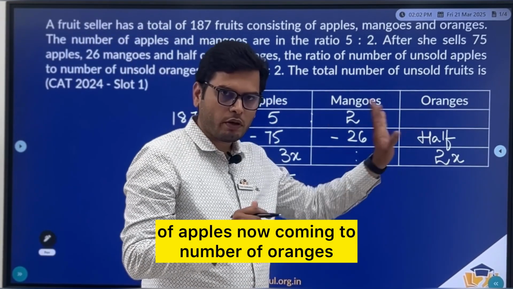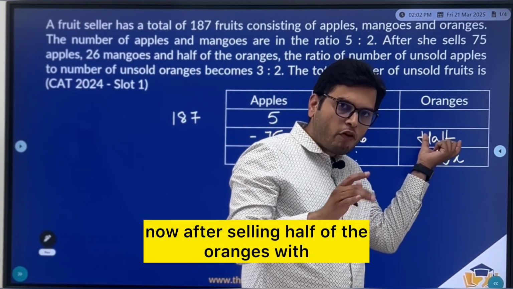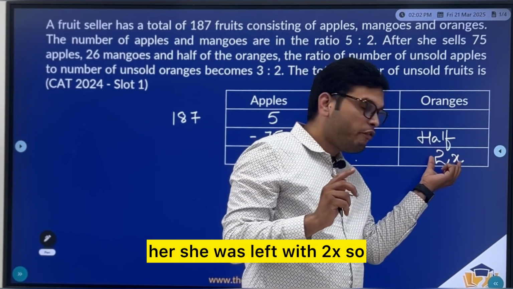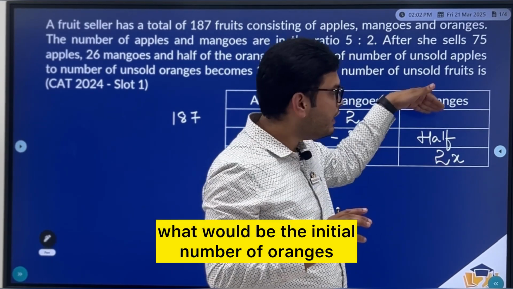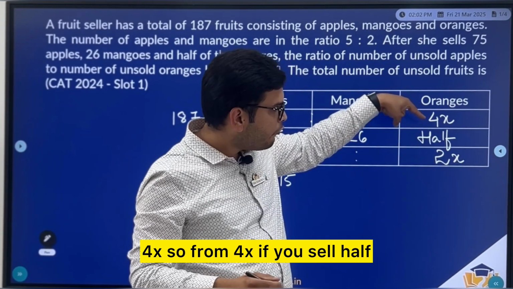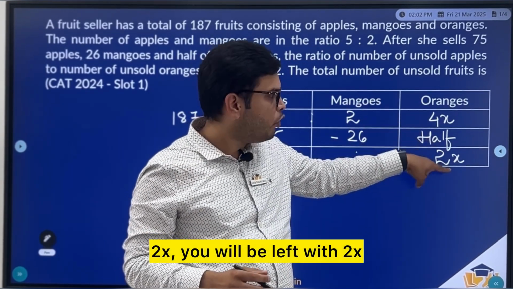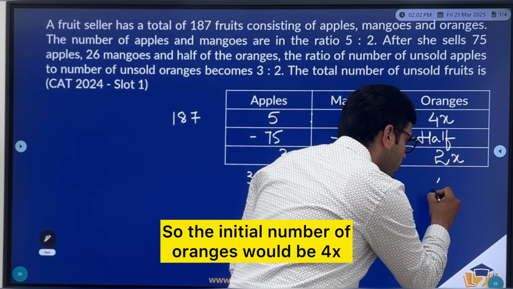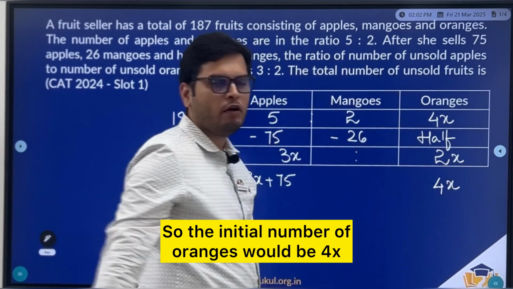Now coming to the number of oranges. After selling half of the oranges with her, she was left with 2x. So what would be the initial number of oranges? 4x. So from 4x, if you sell half, 2x, you will be left with 2x. So the initial number of oranges would be 4x.